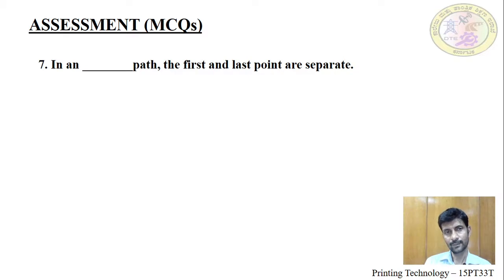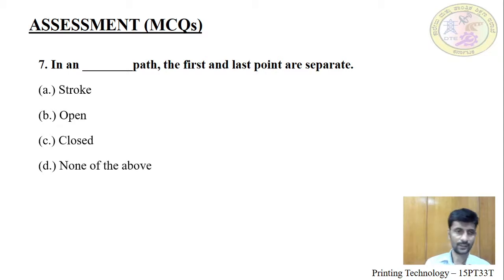In a dash path, the first and last points are separate. First one is stroke, second one is open, third one is closed, last one is none of the above. In a closed path, obviously the starting point and the ending point, again the line will come and meet with the starting point. This is the clue for this. The opposite to this is the open path, where the first and last points are separate. This is the clue for that answer.